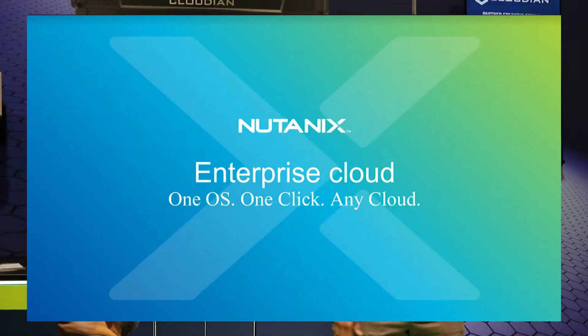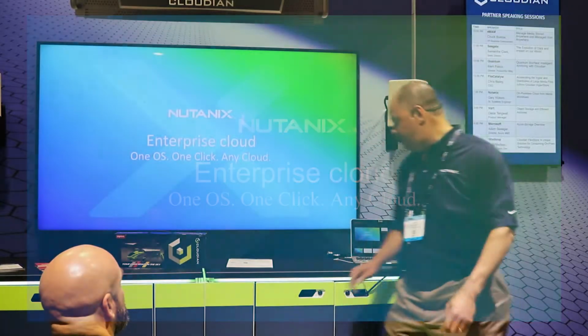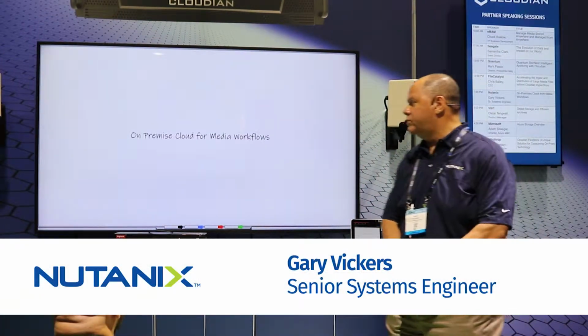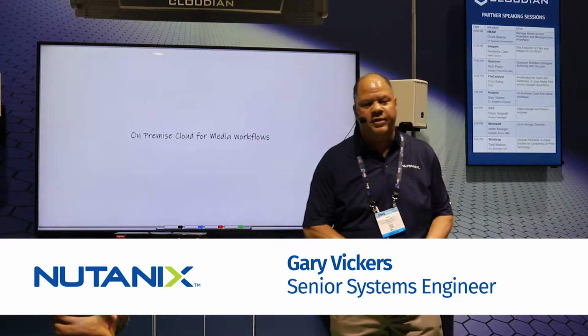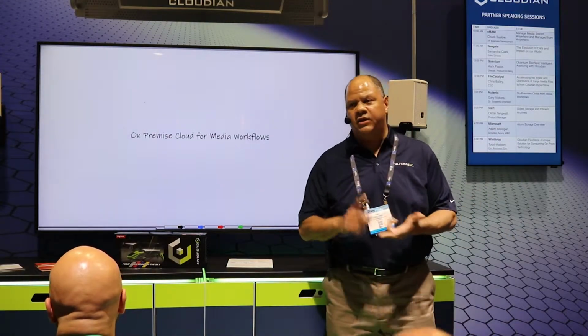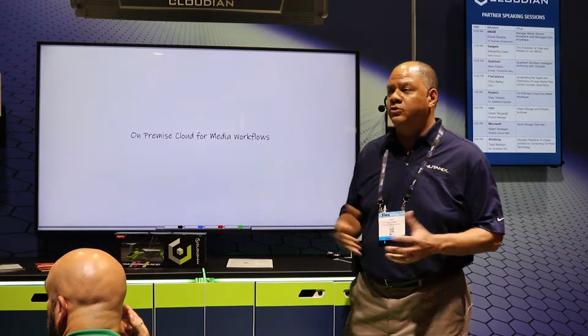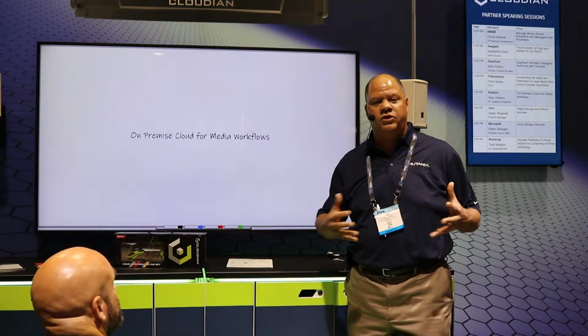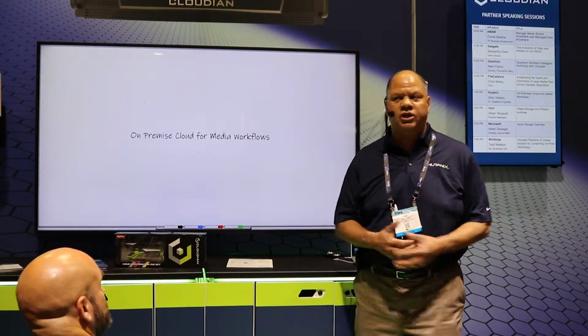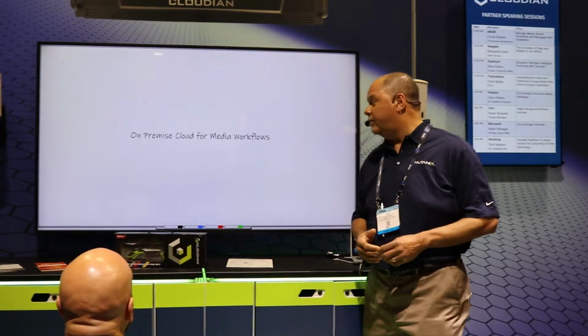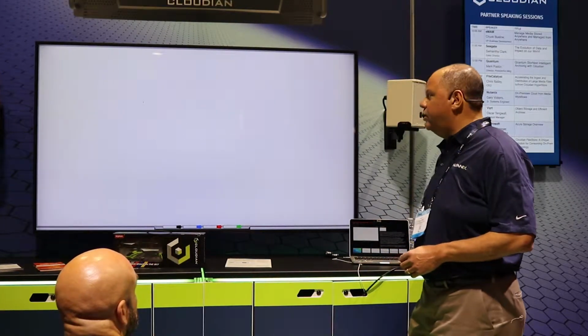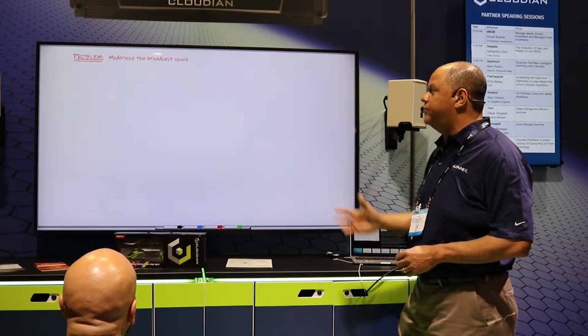Welcome, everybody. What we're going to discuss today is how you can modernize your workflows using an on-premise cloud. So everybody's familiar with off-premise cloud, AWS, GCP, and the like. Nutanix is an on-prem cloud that gives you that same look, feel, and functionality of the off-prem cloud on-prem.